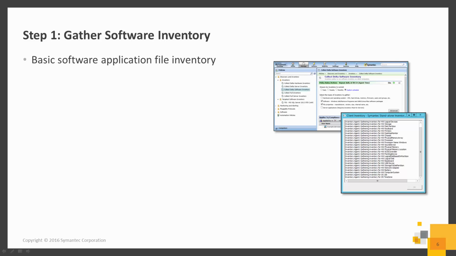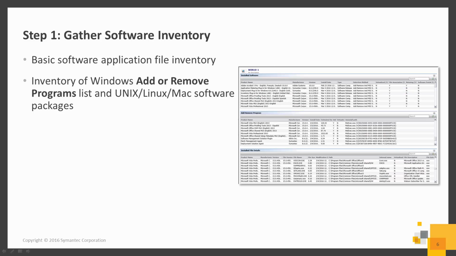To gather basic software application file inventory on managed Windows, Unix, Linux, and Mac computers, you would create, configure, and turn on an inventory policy. To gather basic standalone inventory on unmanaged Windows computers, you would create, configure, and run a standalone inventory package with the file properties checked. We can also inventory Windows Add Remove Programs listings and Unix, Linux, Mac software packages.